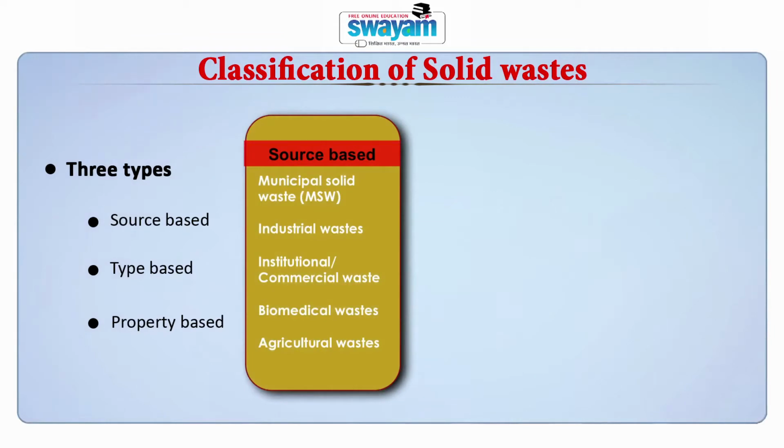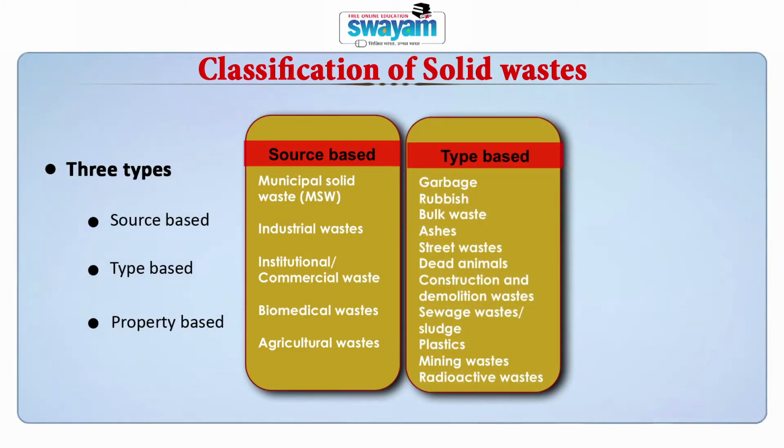On the basis of source, solid wastes are classified as municipality solid waste, sometimes also called MSW, industrial waste, institutional and commercial waste, biomedical waste and agricultural waste. Based upon their type, these are classified as garbage, rubbish, bulk waste, ashes, street waste, dead animals, construction and demolition waste, sewage waste and sludge, plastics, mining waste, radioactive waste.